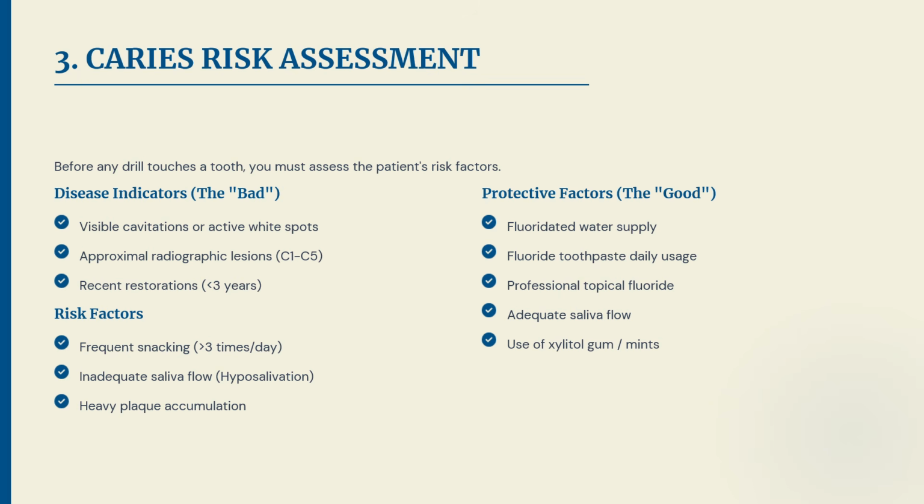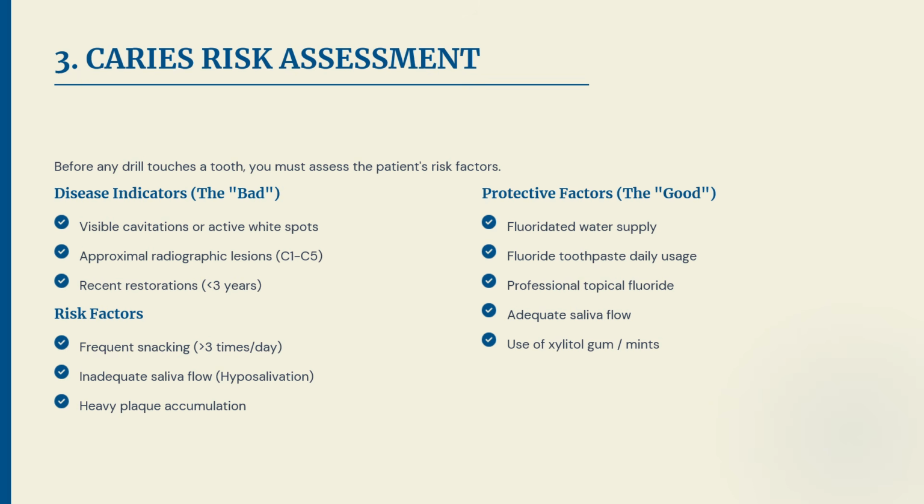One is visible cavitations or active white spot lesions, so you have to look into these factors. Okay, approximal radiographic lesions which are from C1 to C5, and whether the patient has had any restorations undertaken in less than 3 years. Now, the risk factors you have to consider.